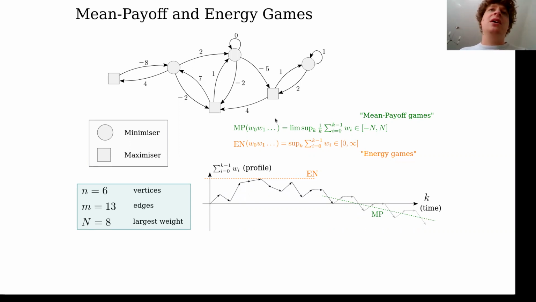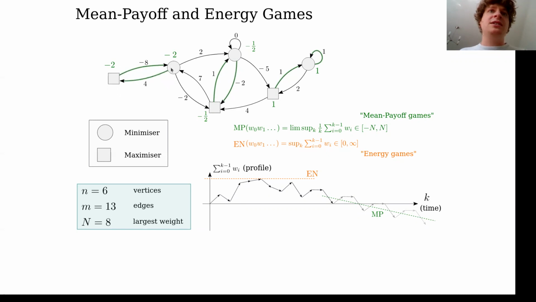Okay, so let's go back to our example and try to study the mean payoff game. Let's assume we start from this vertex here on the left. It belongs to the maximizer. However, there is only one choice of an outgoing edge, which is this -8 edge. Now, from there, the minimizer has several different choices. He can either go to the right or go back to the left. When going back to the left, the minimizer ensures to cycle through this cycle of weight -2.